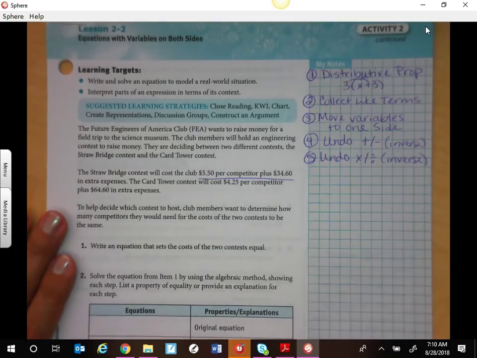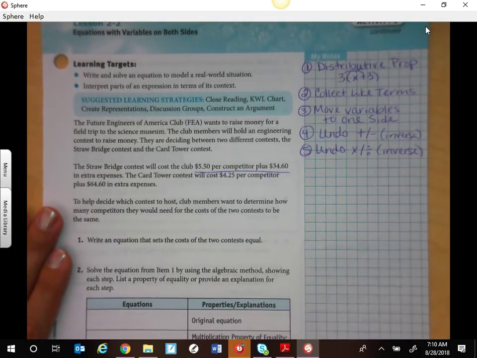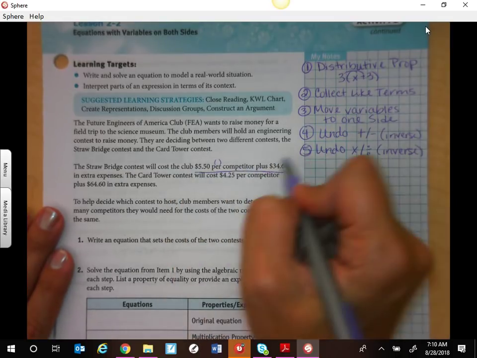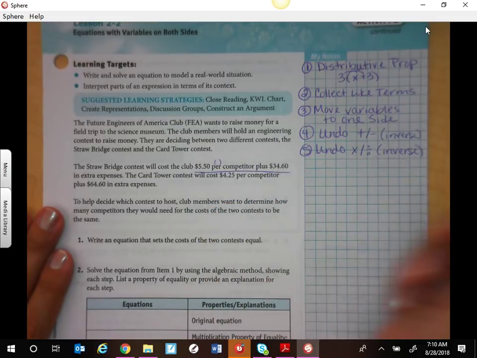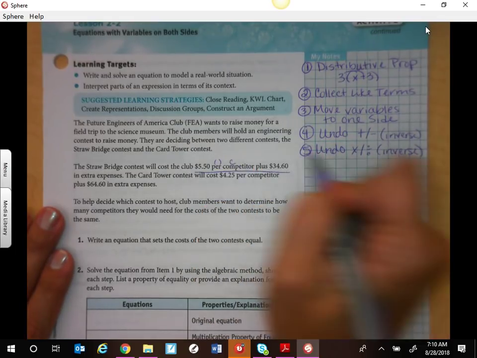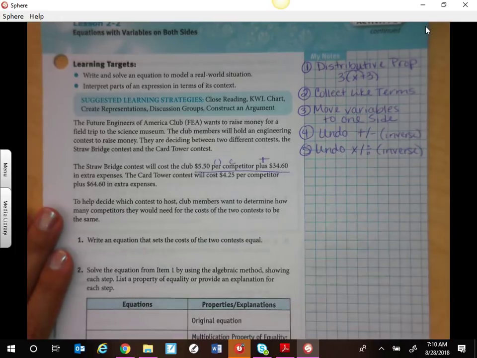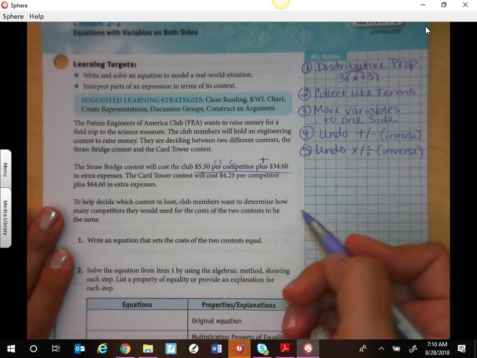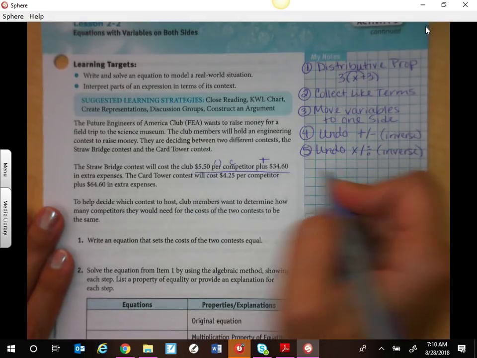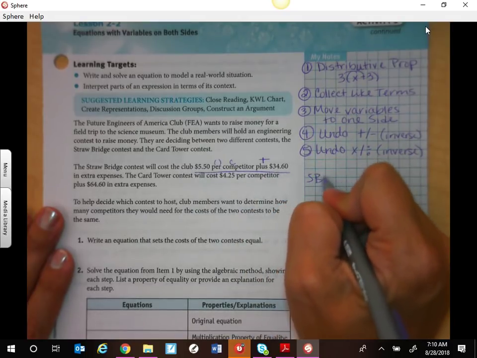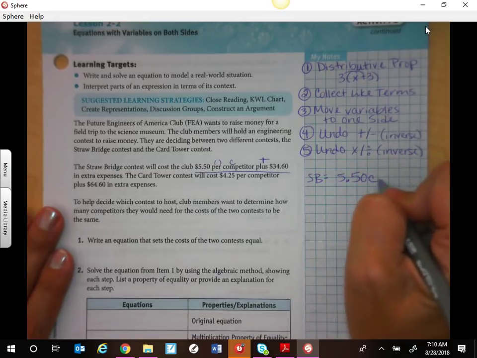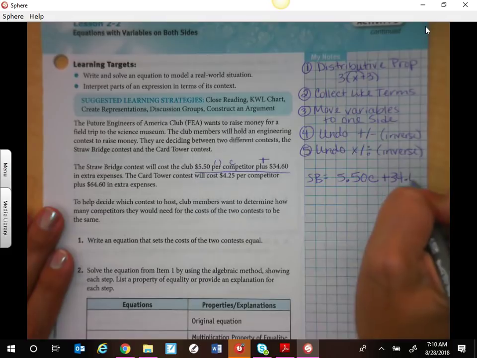It's really important, based on what we talked about yesterday, that you're making sure that you are diagramming your sentences. So remember, per means multiply. Competitor would be our variable. We can use C. So the expression for the straw bridge contest is going to be 5.50C for competitor plus 34.60.